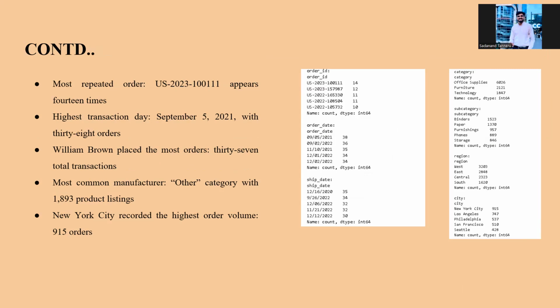So, in this slide, the most repeated orders and the highest transaction day: William Brown placed the most orders, and the most common manufacturer, and New York City recorded the highest order value. So this slide brings some essential frequency measures on the data. It's about the most recurring orders, the busiest times of transactions, the best buyers, the most used manufacturers, and the busiest spots. The highest frequency patterns assist in determining key sellers of the sales volume and can be used in segment level targeting and operational planning.